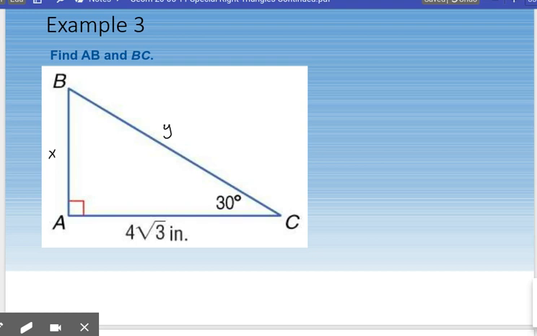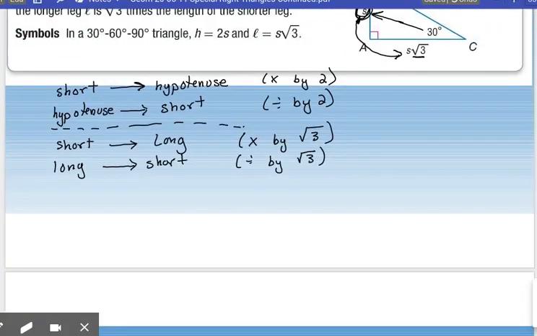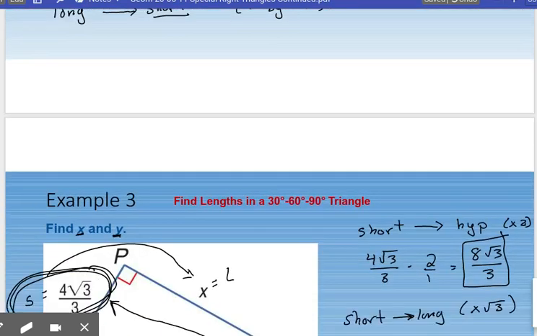So first thing I need to figure out is where the short leg is. They labeled here's my 30-degree angle, and the one across from that, that is the short leg. So here's my short leg. That means this is the long leg, and that means the y is the hypotenuse. Well, I'm starting here with the long leg, and I have to get to the short immediately. If you look back, every single one of these has the short leg as a part of it. So you're always working through the short leg.